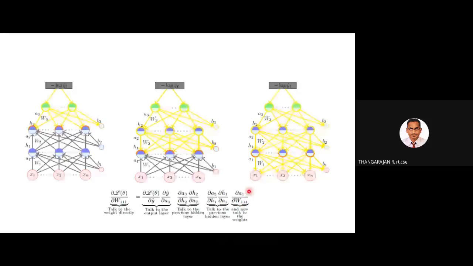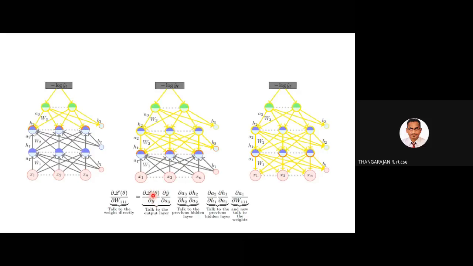So here you see there are three. This is what you get when I take the output layer. This is the second hidden layer. This is the first hidden layer, and this is the input layer. Now when you cut off, all these things will get cancelled: del y cap, del A3, del H2, del H2, all these will get cut down, and finally what you will be left with is dL theta by dW111.